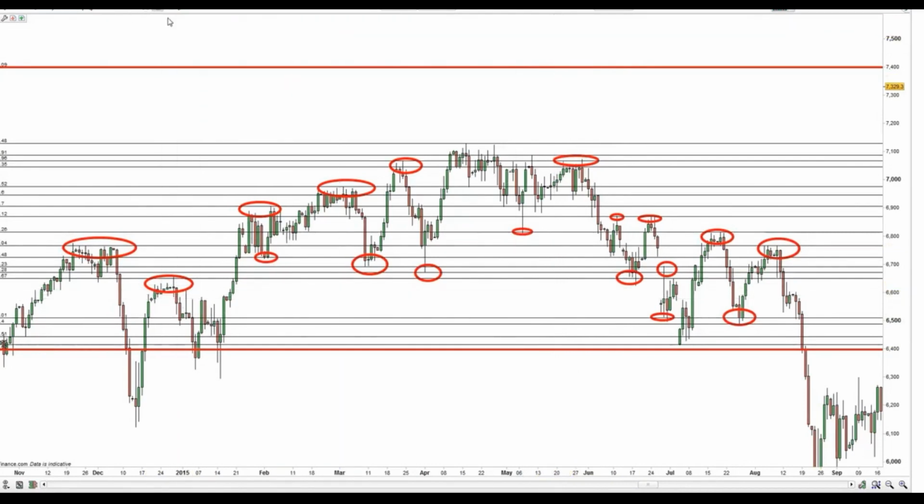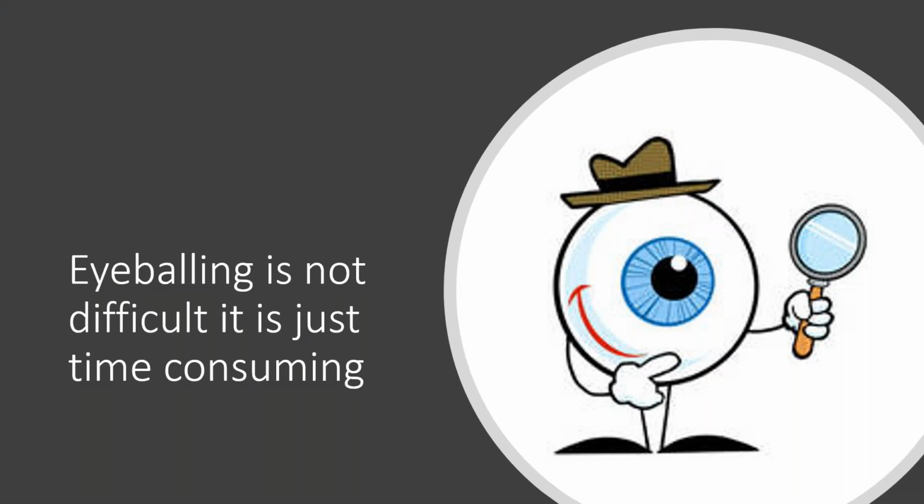And then we can delete our circles, as all of these reactions should now have been encapsulated in the areas that we've drawn. So that one has, yep, yes, yes, yes, yes. So as you can see, eyeballing isn't that difficult. It's just time consuming, especially when price is trading in a new range.